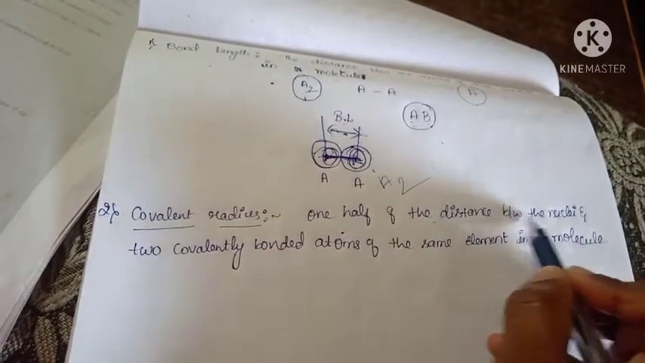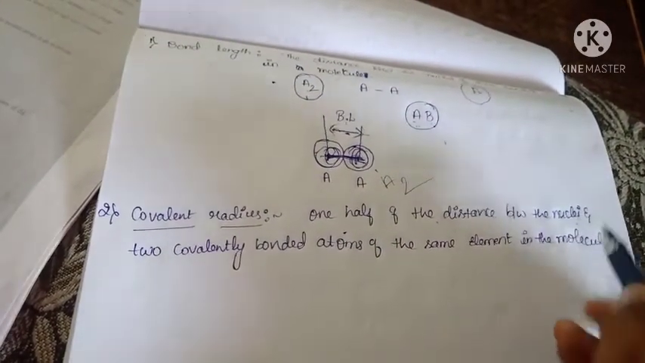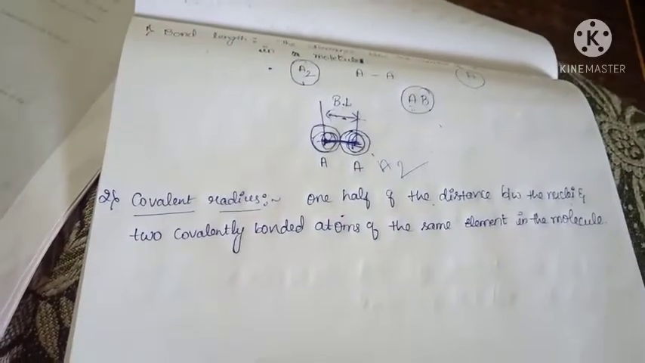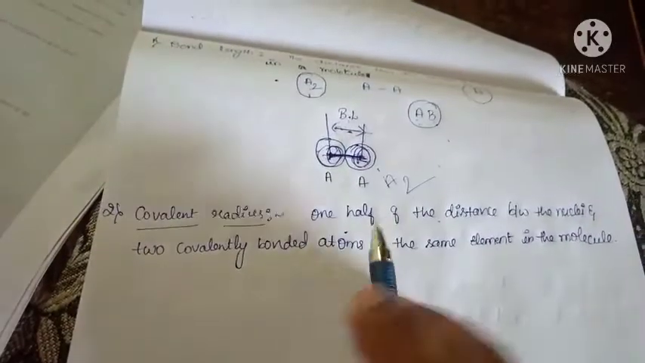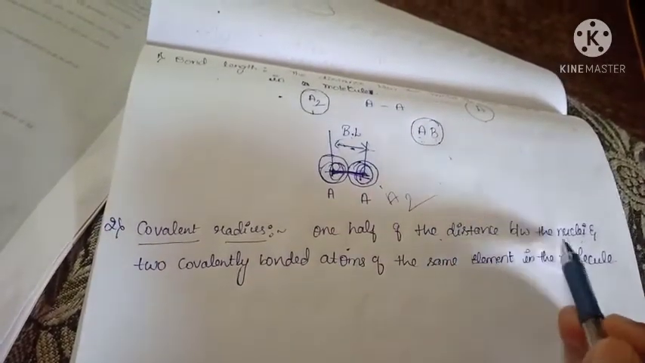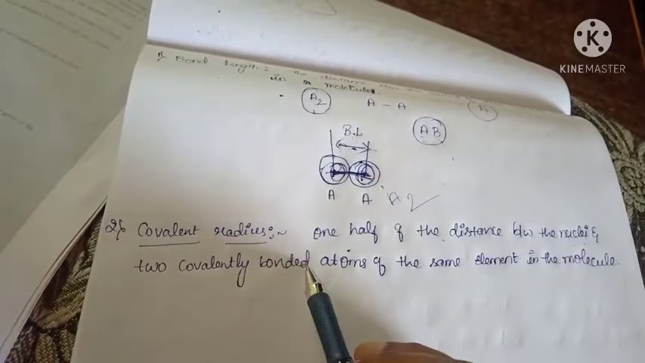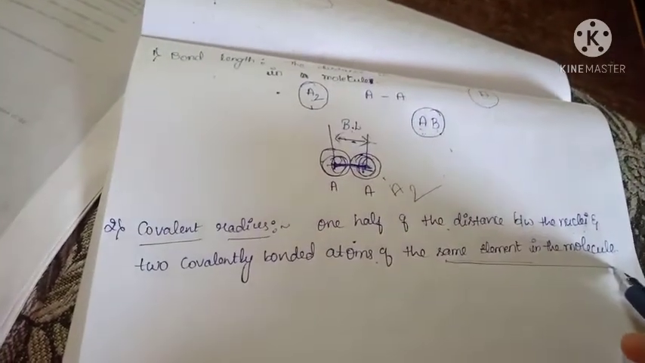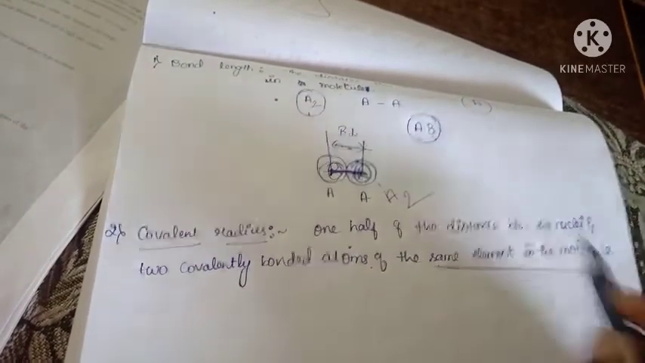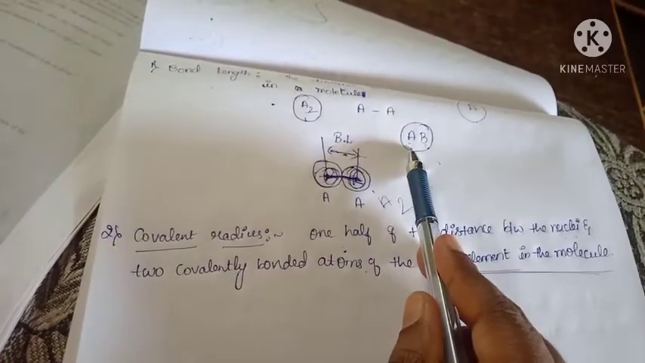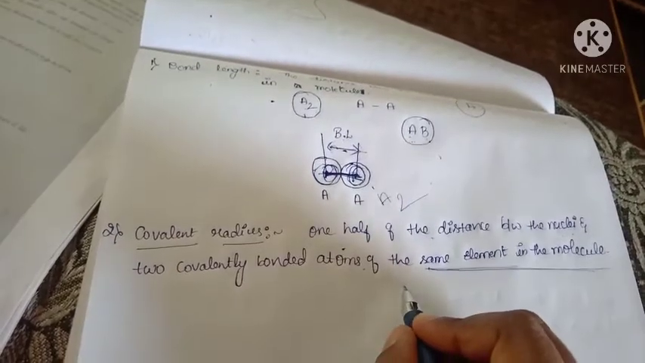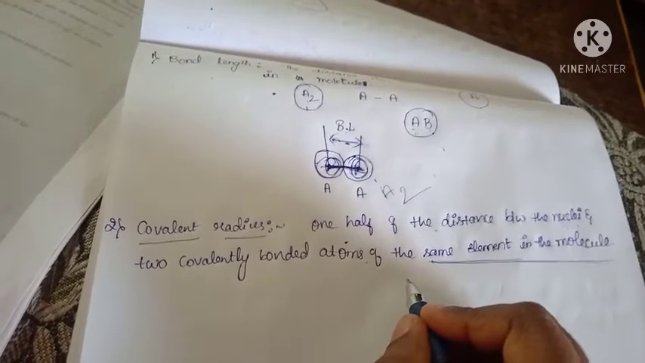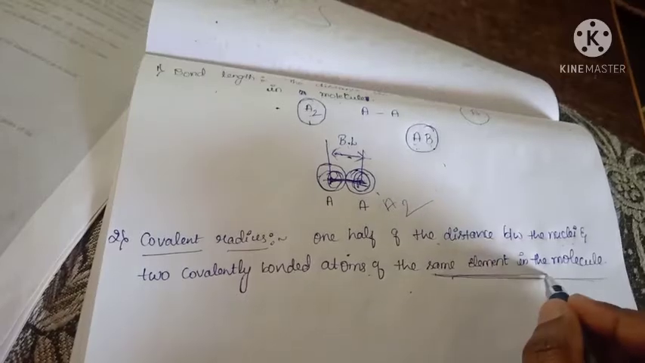Covalent radius means one half of the distance between the nuclei. Nucleus is singular, nuclei is plural. It has 2 atoms. It is one half of the distance between the nuclei of two covalently bonded atoms of the same element in the molecule. Here there is a condition that it should be the same element. In bond length we can take different elements also, but in the definition for covalent radius it has to be the same element.